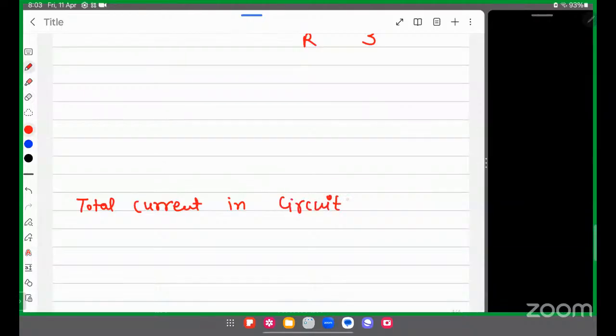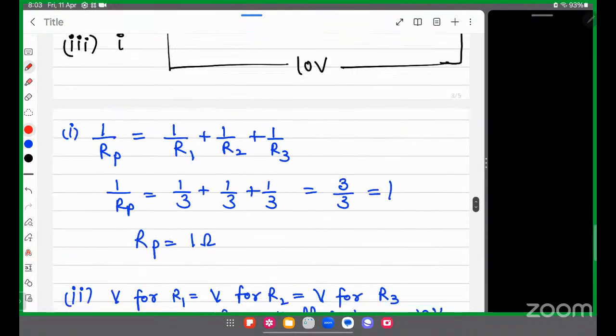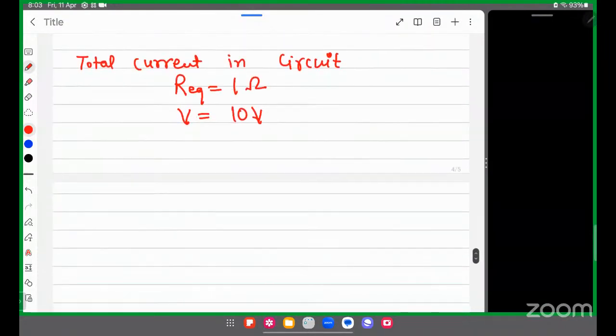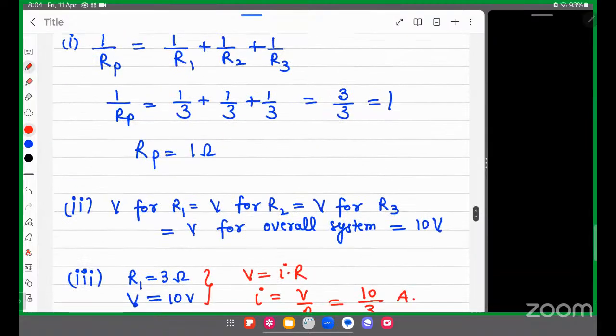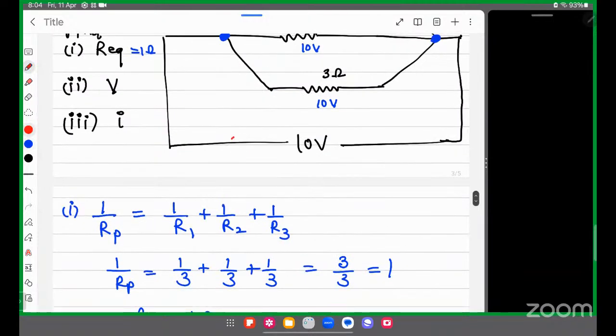For the total current in the circuit, we have to find out the total resistance of the circuit, R equivalent, that is 1 ohm. The overall potential for the circuit is 10 volt. And we have to find out the overall current. So V equals IR will give us the value of I, that is V by R, which will be 10 by 1, that is 10 ampere. Which means from this terminal of the battery, we will have 10 ampere current.